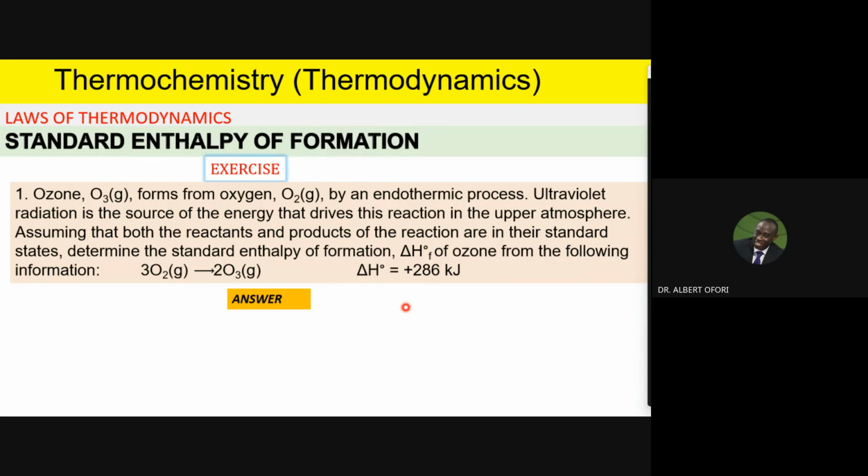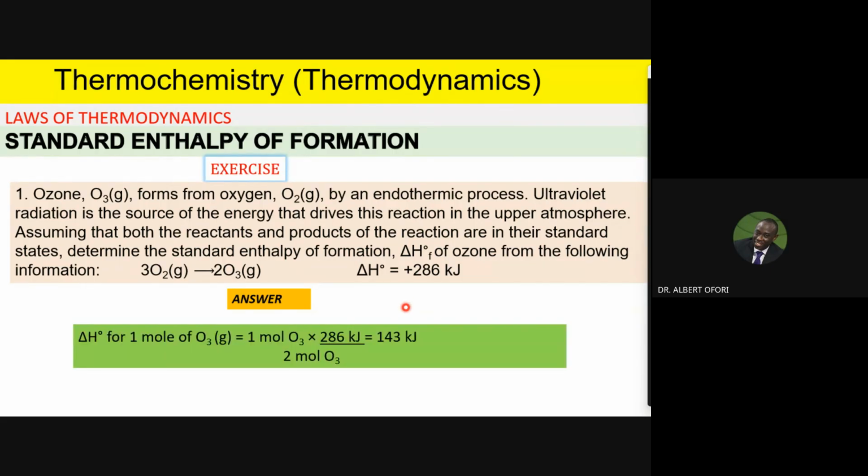So basically, if I put the answer there: if 2 moles give you that, then for 1 mole, divided by 2, we are now going to get the enthalpy change for that reaction. Does it make sense? Okay.